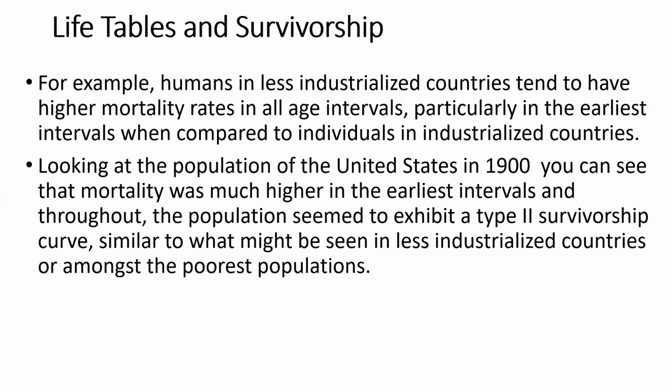So, looking at the population of the United States in the 1900s, you can see that mortality was much higher in the earlier intervals and throughout. The population seemed to exhibit a type 2 survivorship curve, similar to what might be seen in less industrialized countries or among the poorest populations.